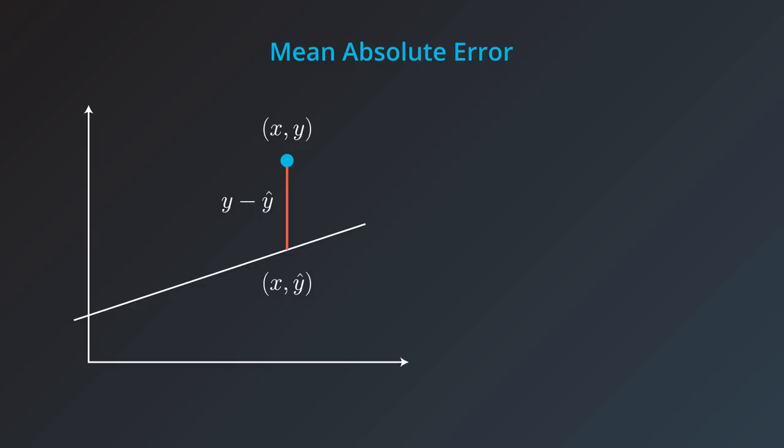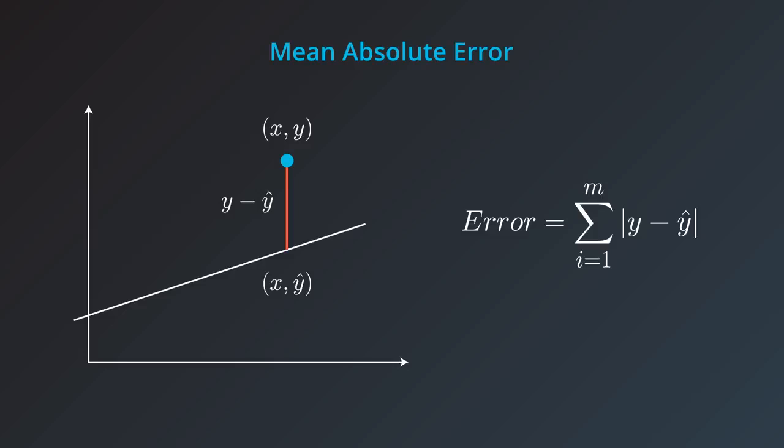be calling the error. Notice that this is not the actual distance to the line since this would be a perpendicular segment, but is the vertical distance from the point to the line, which is the distance between the point and its prediction. Now our total error is going to be the sum of all these distances for all the points in our data set.